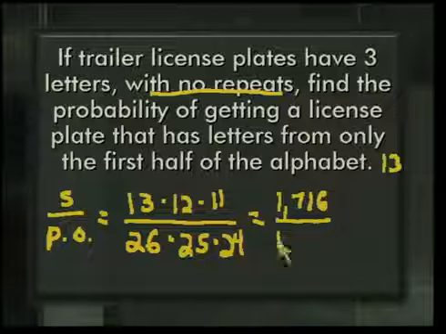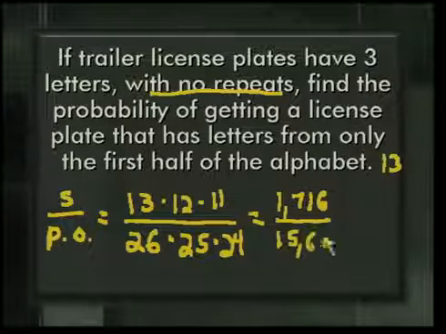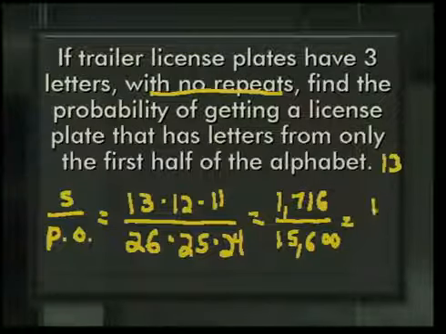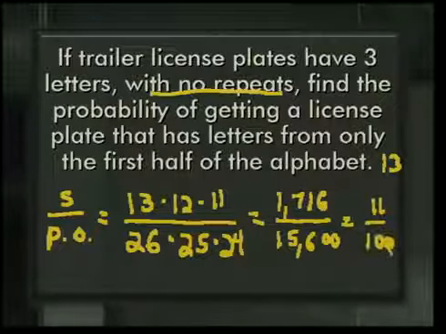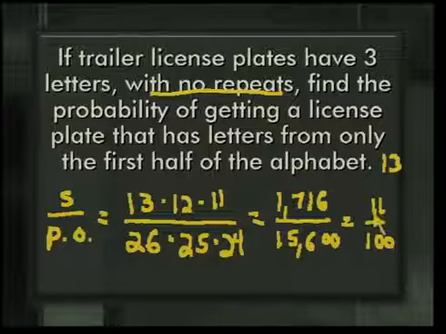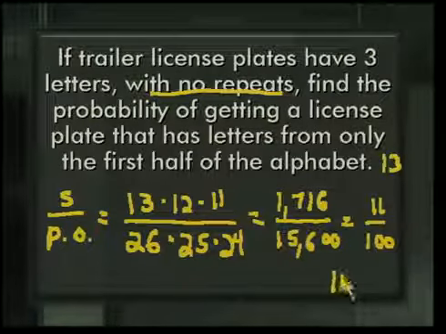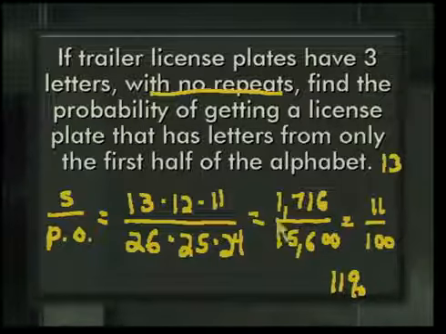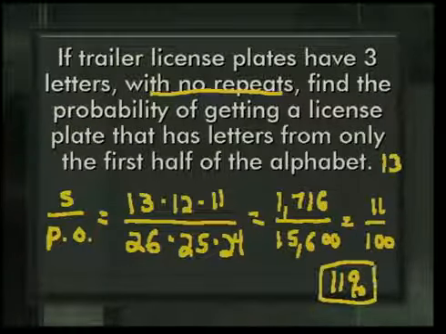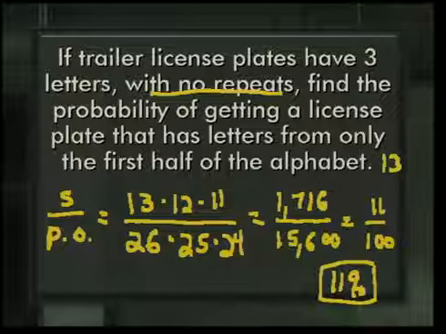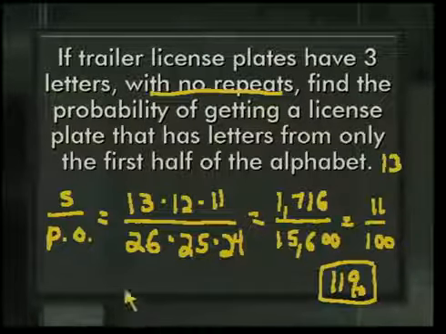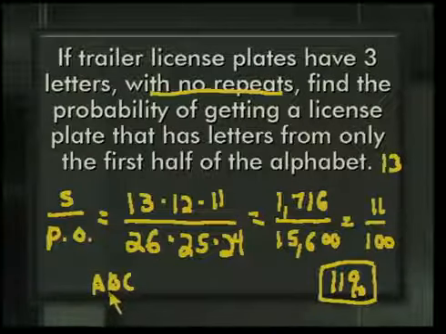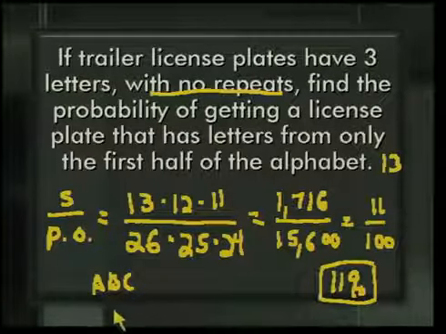Now that ends up with 1,716 over 15,600. And believe it or not, that actually reduces down to 11 over 100, which is going to come out to be 11%. Yeah, so there's just over 10% chance that the first half of the alphabet will be in all three of the letters. So you'll get an A, B, C, A, C, D, and so on.